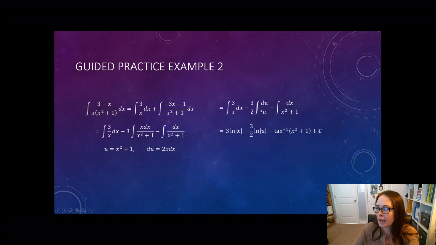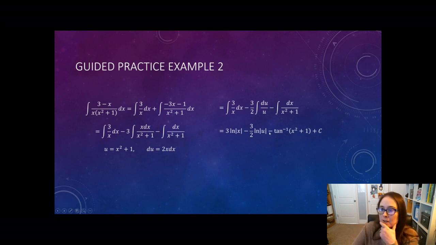So I go ahead and do my substitution for that one and then integrate. 3 over x gives me 3 natural log of the absolute value of x. And then du over u is going to give me the natural log of the absolute value of u. And remember that this 2 was not present in the integral, so I had to divide by 2 out front to make that substitution work out. And then the last one I mentioned was a formula. When I have 1 over x squared plus 1, that is just tangent inverse. Actually, that's a typo right there. That should just be tangent inverse of x, not x squared plus 1.